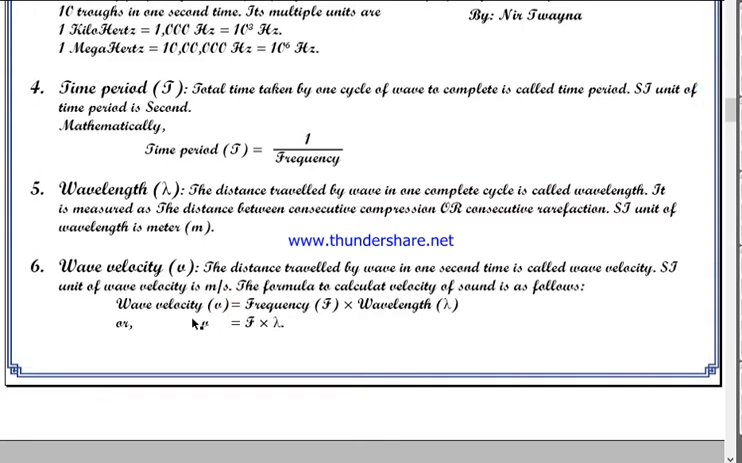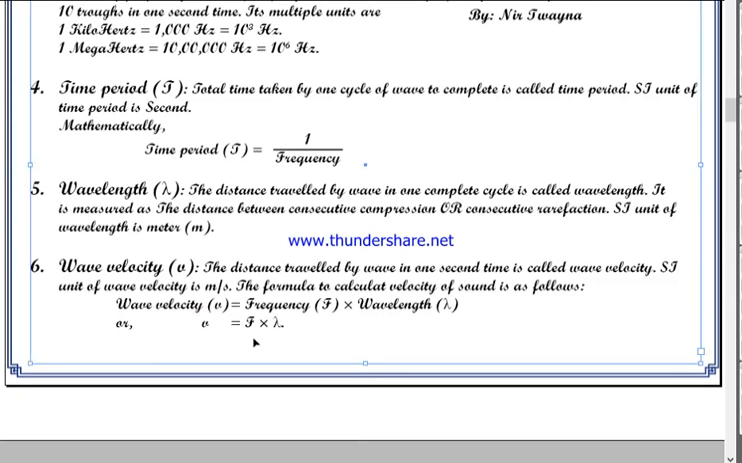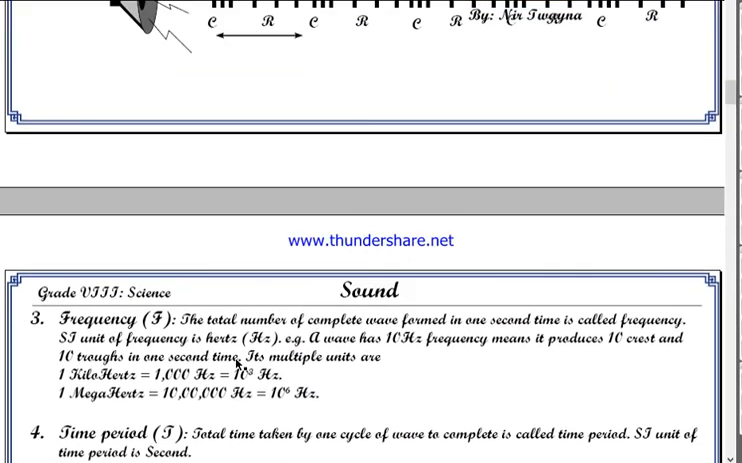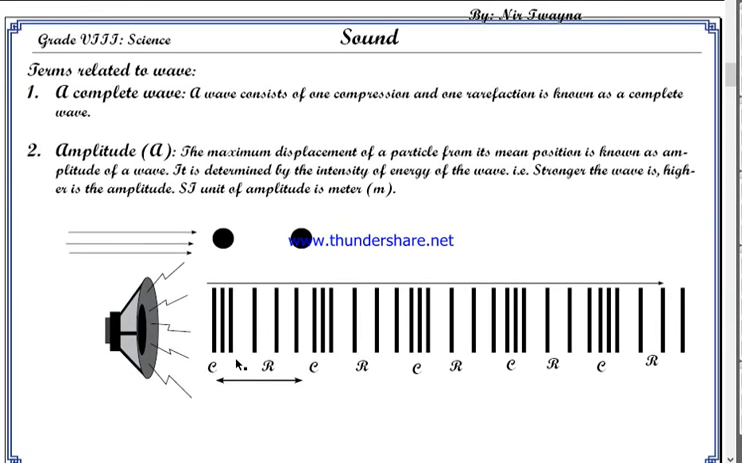And in the case of a wave, you have a special formula to calculate velocity, that is V equals F into lambda. Here V stands for wave velocity, F stands for frequency, and lambda stands for wavelength. Understood? Okay, what terms were studied today? What properties of a wave were discussed today?